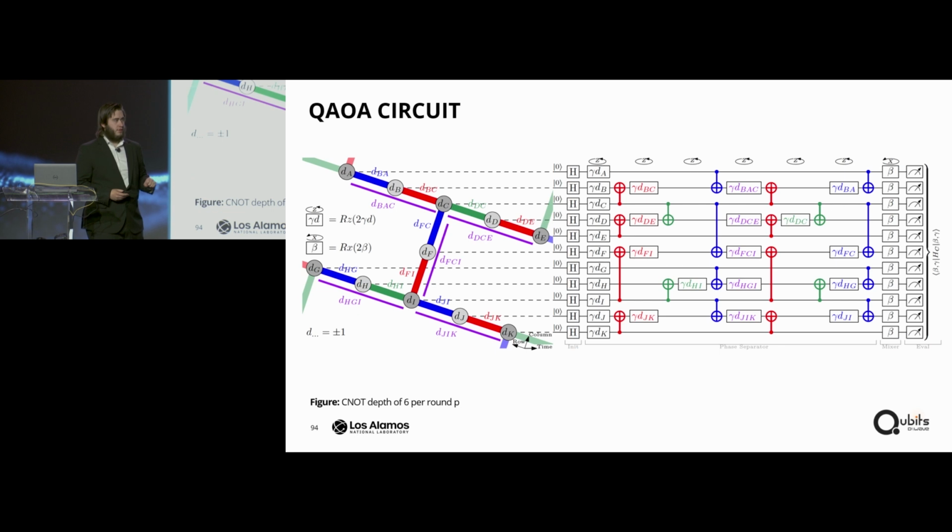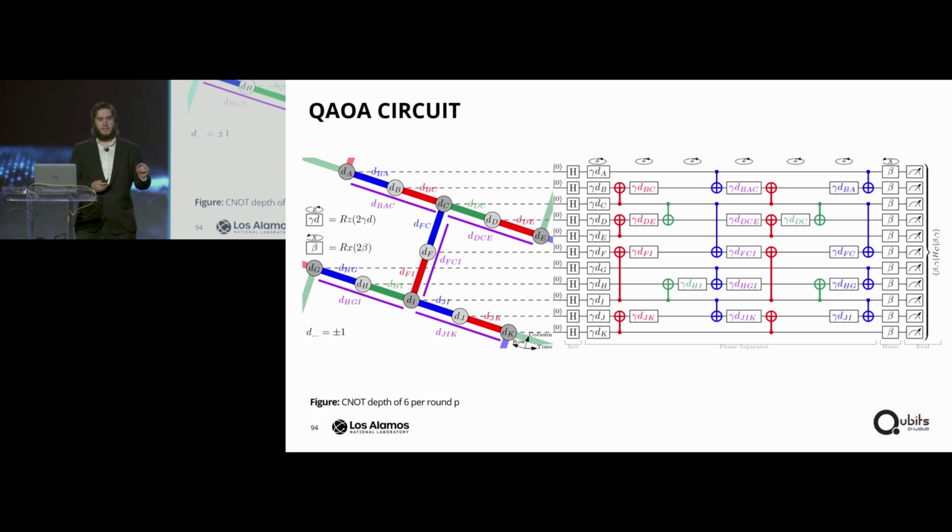On the left-hand side, you can see what this problem graph looks like, and on the right-hand side, we're showing what the actual digital circuit is. This is for a single round of QAOA. I should point out that this circuit handles the geometrically local higher order terms directly by doing only a single layer of single qubit gates. So the total CNOT depth here is 6 per P, which for context is extremely short depth.